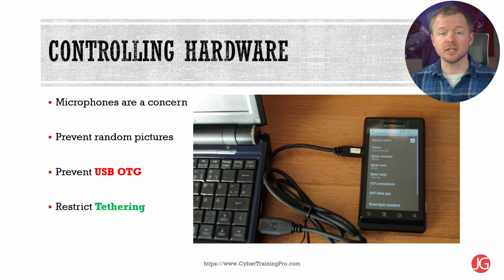MDM software can also prevent Universal Serial Bus On-The-Go, or USB OTG, which allows other devices to connect to a mobile device using a USB cable, for example, a storage drive. Many cell phones come with a tethering feature that allows other devices to use the cell phone as a Wi-Fi hotspot. Cell phones can also be unlocked to work on different carrier networks. Both of these are examples of connections that we might want to disable with MDM software.